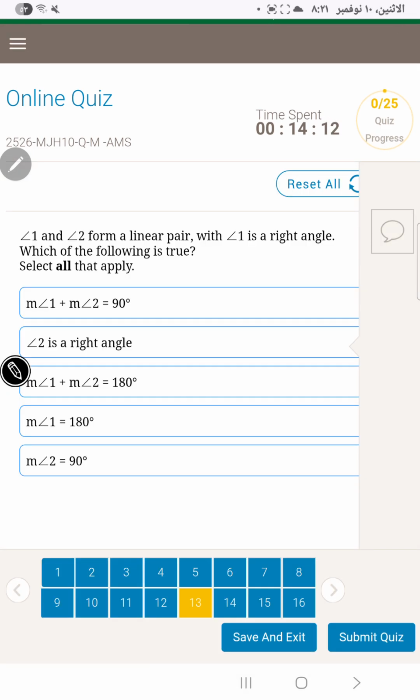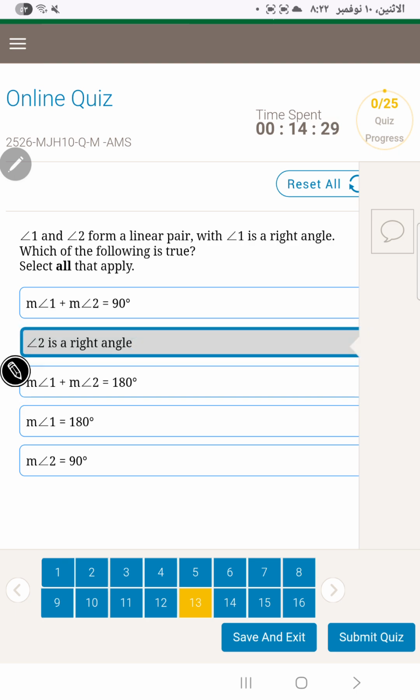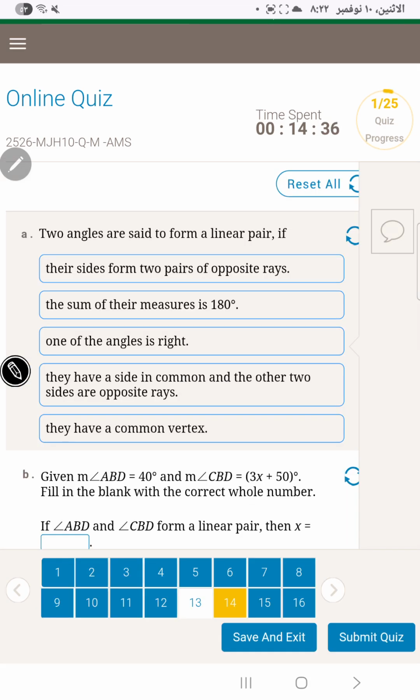Question number 13. Measure of 1 and measure of 2 form a linear pair. Measure of 1 is a right angle. Which of the following is true? If 1 is right, then 2 must be right. If one angle in a linear pair is right, the other one must also be right. 1 plus 2 must be 180. These are the correct options. Number 14. Two angles are said to form a linear pair if, here you have to choose, the sum of their measures is 180 degrees.